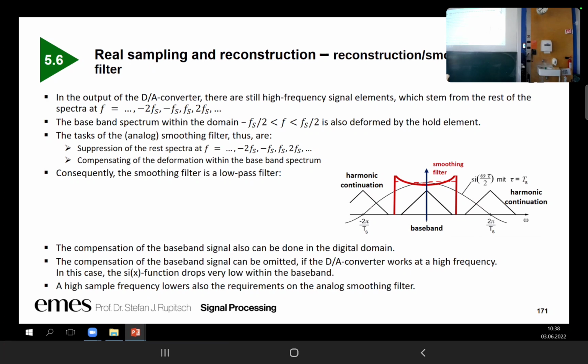The compensation of the baseband signal can be omitted if the digital to analog converter works at high frequency. What happens in this case if we have a high frequency conversion from the digital to the analog world? Then our sinc function gets flat. It's very flat. Then we do not affect the baseband anymore.